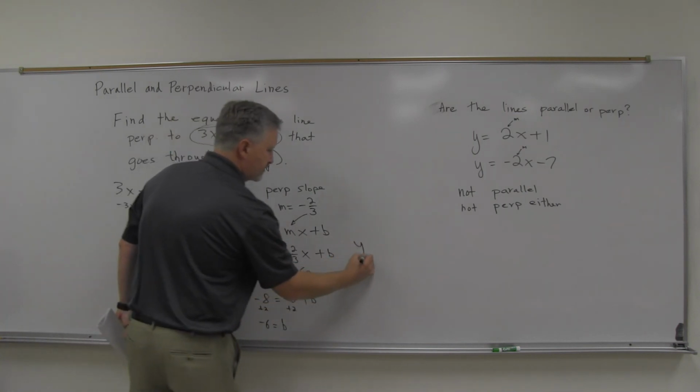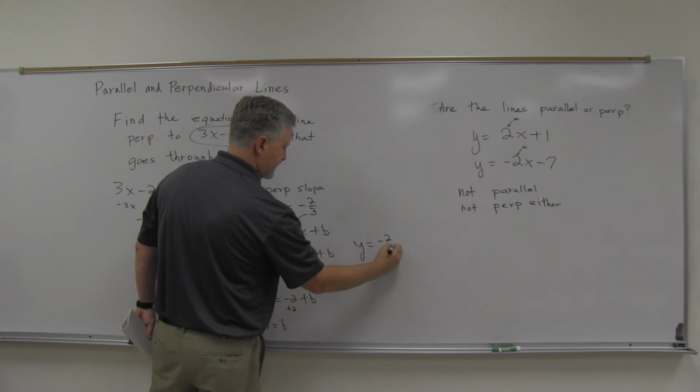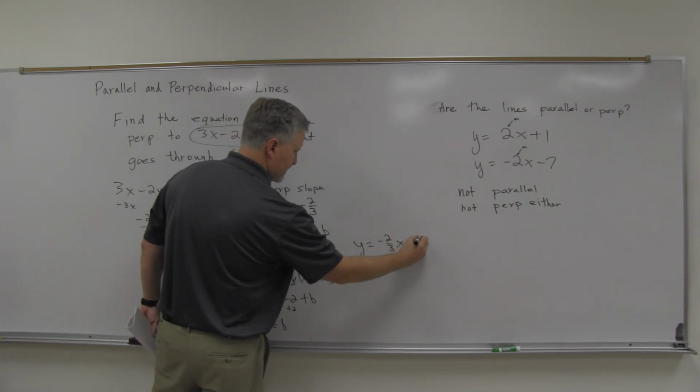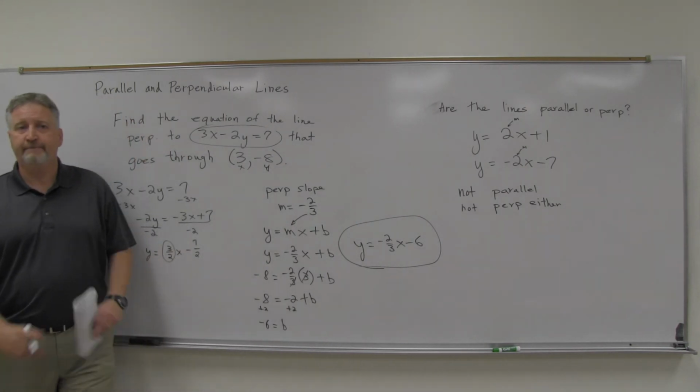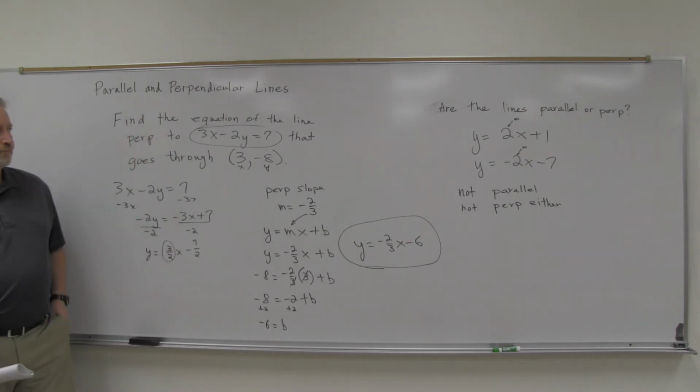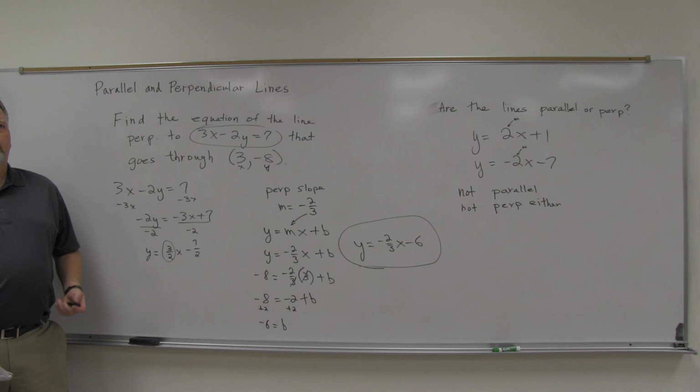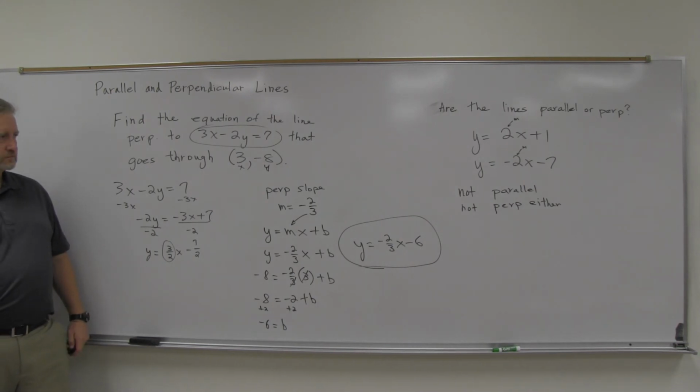So the perpendicular line is y equals negative 2/3 x minus 6. Is that okay? Do you believe that? I feel like I might have been doing it a little bit differently, but still getting a result.